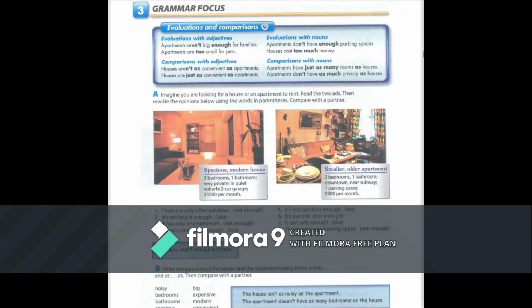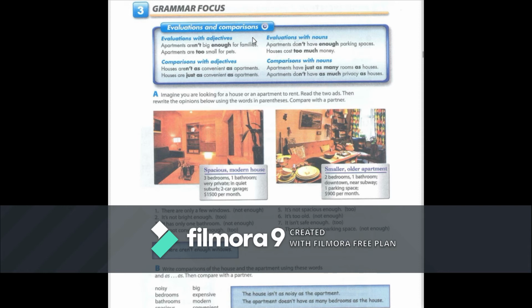Okay, guys, now we're going to take something called grammar focus, something called evaluations and comparisons. Evaluations يعني تقييمات, and comparisons are مقارنات. What's the difference between evaluations and comparisons? Evaluations and comparisons are both judgments. Judgments يعني بتدي judgment, يعني رأي في حاجة, يعني بعمل judge.